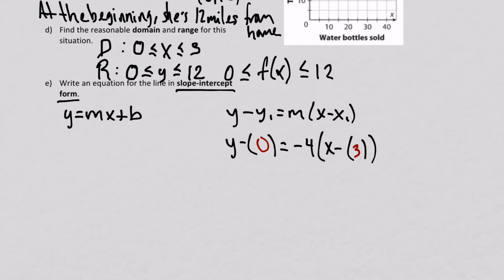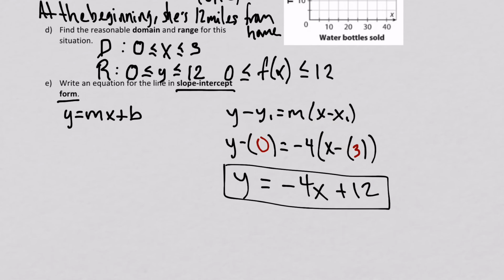Now what you've got to do is just distribute to turn it into slope intercept form. So it'll look like this. y minus 0, right? It's y minus 0, but do I really need to write minus 0? No, I don't. I could just write y equals negative 4x. You're distributing in this case. Negative 4 times x, negative 4x. Negative 4 times negative 3, because it's minus 3 right here, is going to be positive 12. And there you have it. Okay, using point slope form.